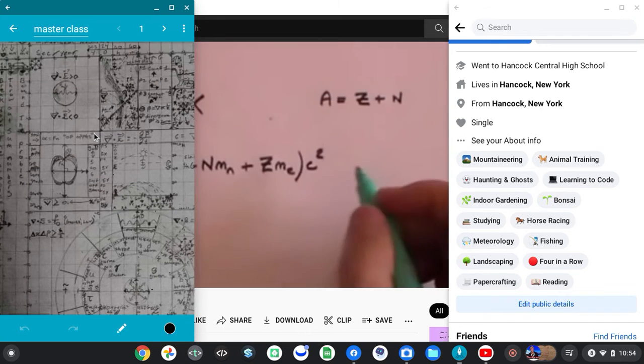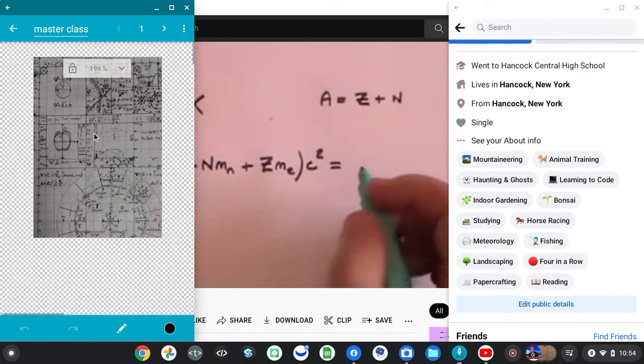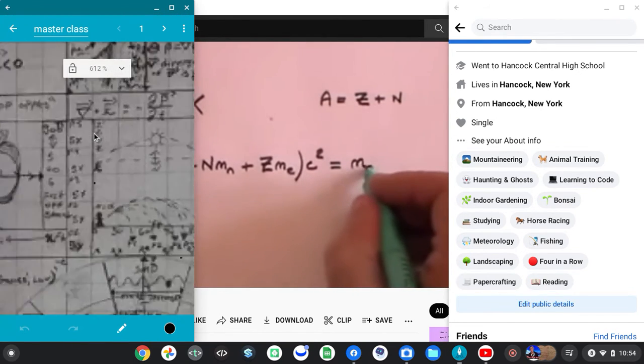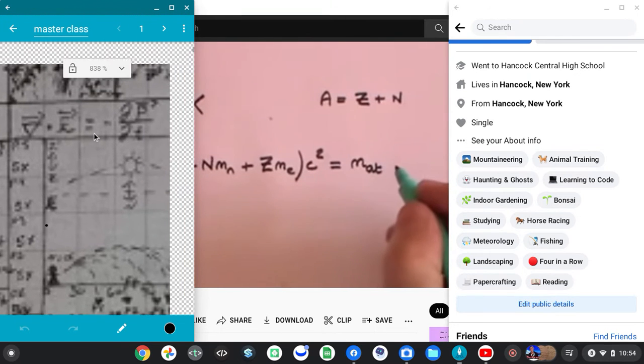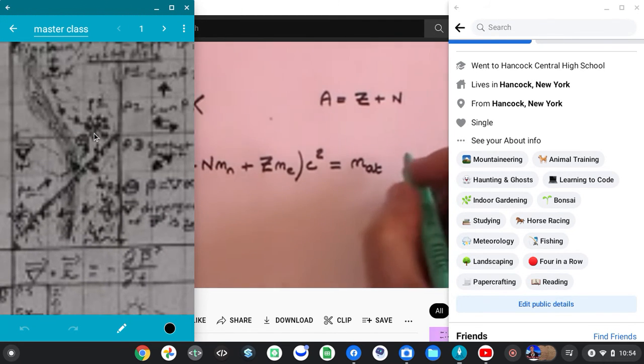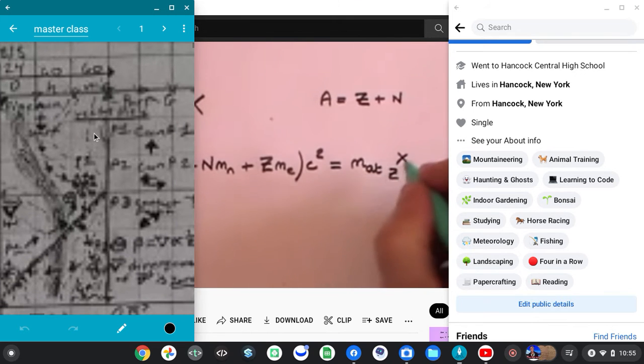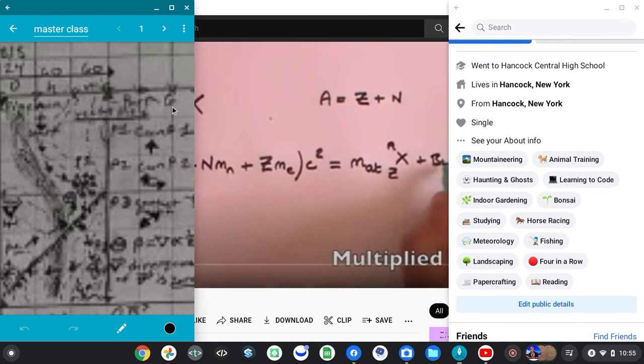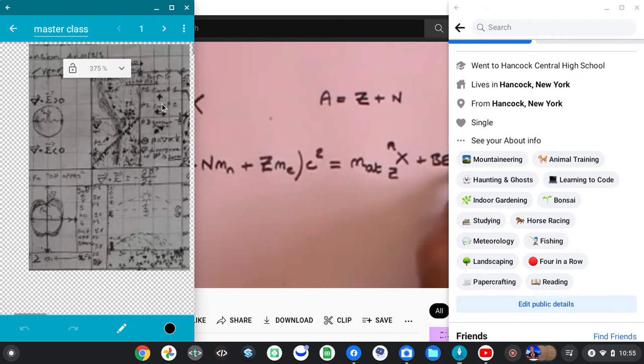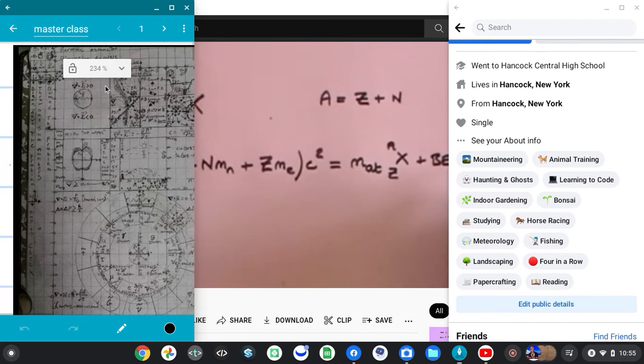And that is going to be equal to the atomic mass, M, of this element here, X with Z and A, plus the binding energy of the nucleus, plus, if I can get it in, the binding energy of the atom.